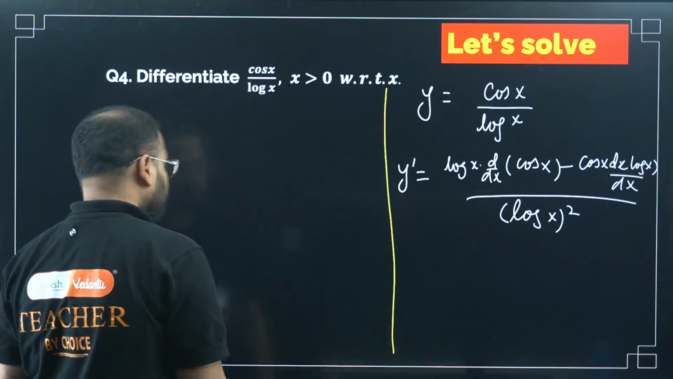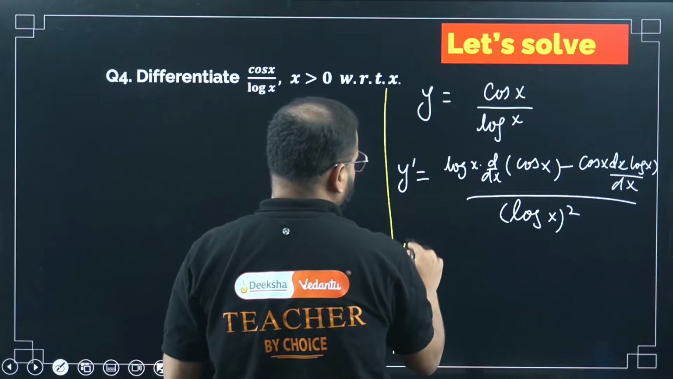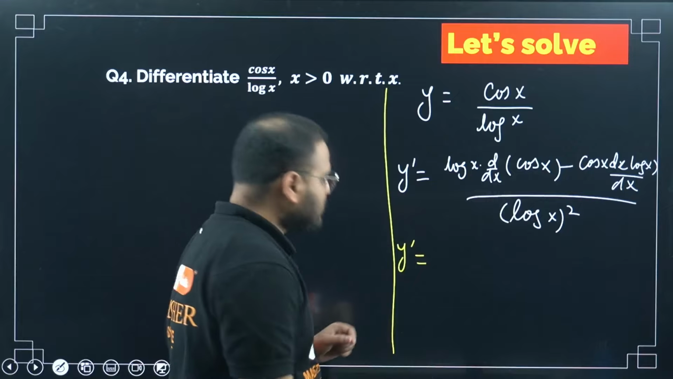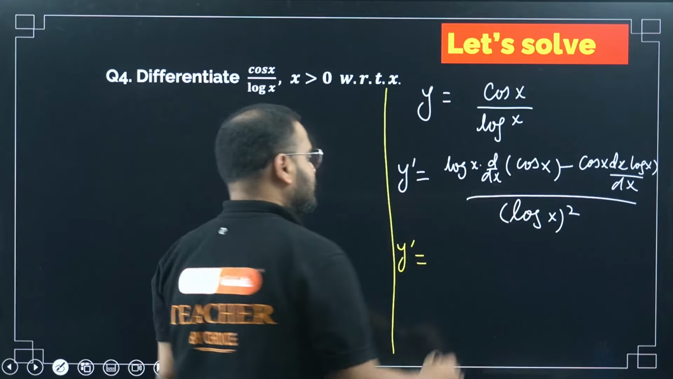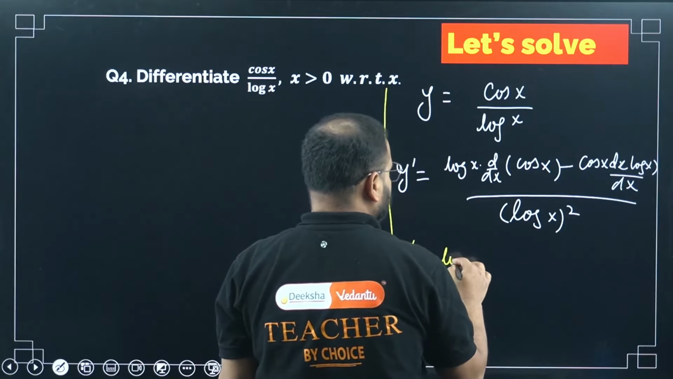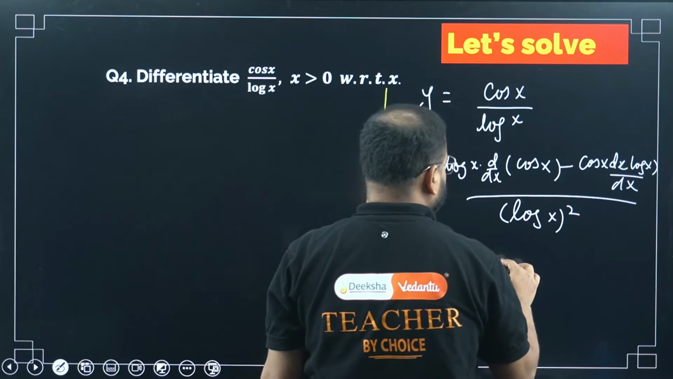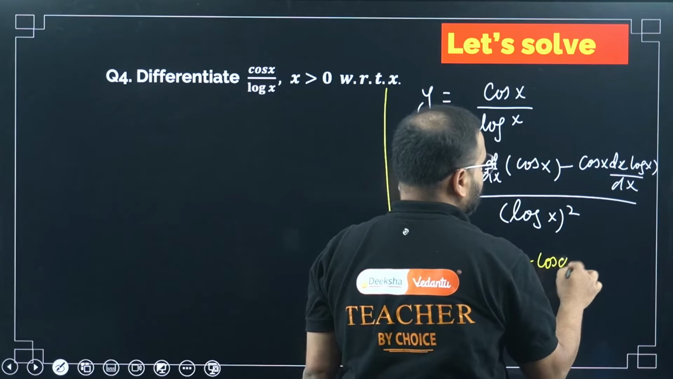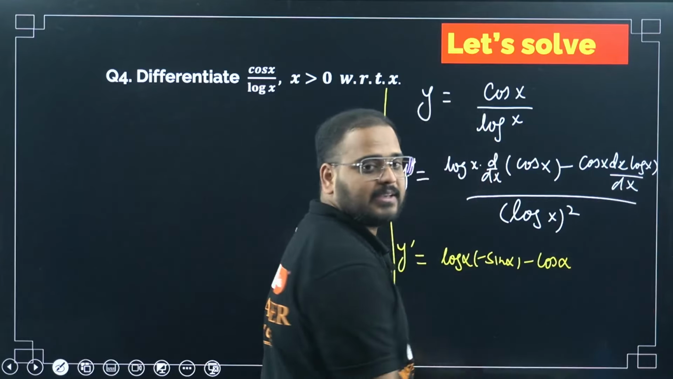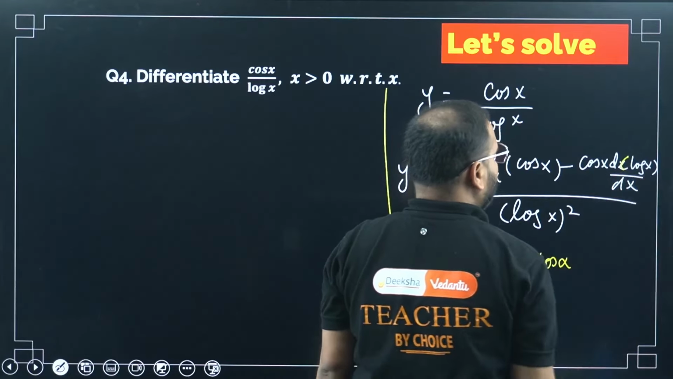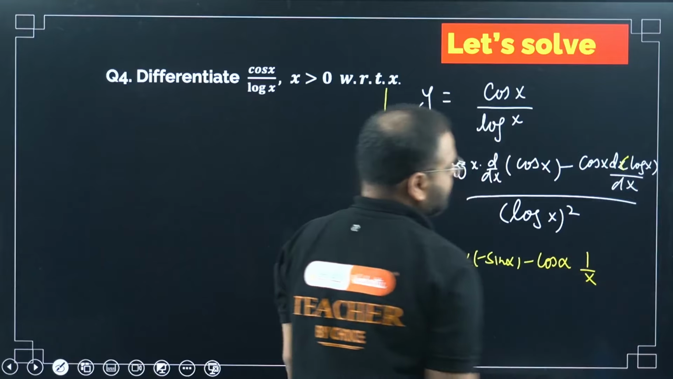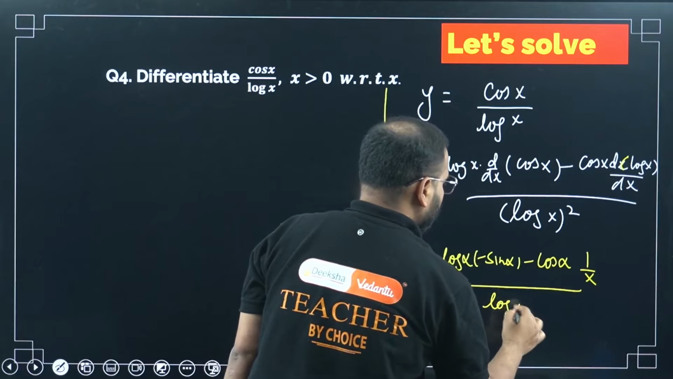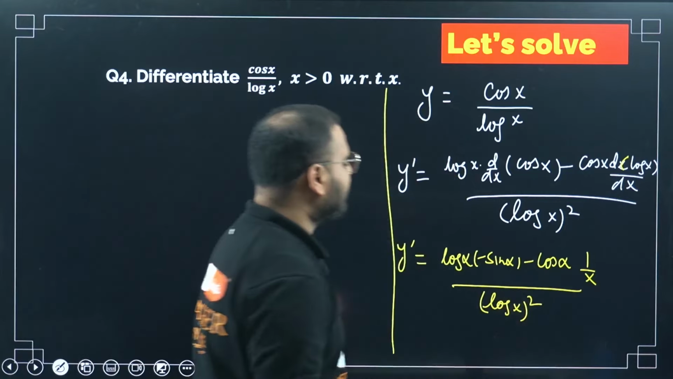Right, sir? Not visible, please check. Y dash equals: what's the differentiation of cos x? Minus sin x. So I'll write it as log x times minus sin x. What about this? Simply minus cos x. What about this? Differentiation of log x is 1 upon x. Divided by log x the whole square. Can we simplify it? Yes, I can.